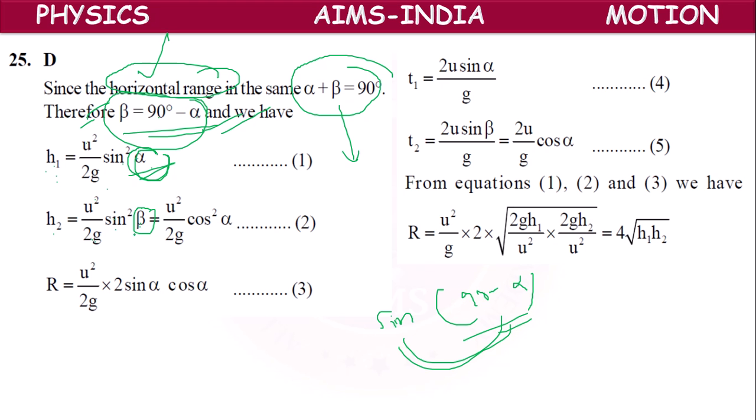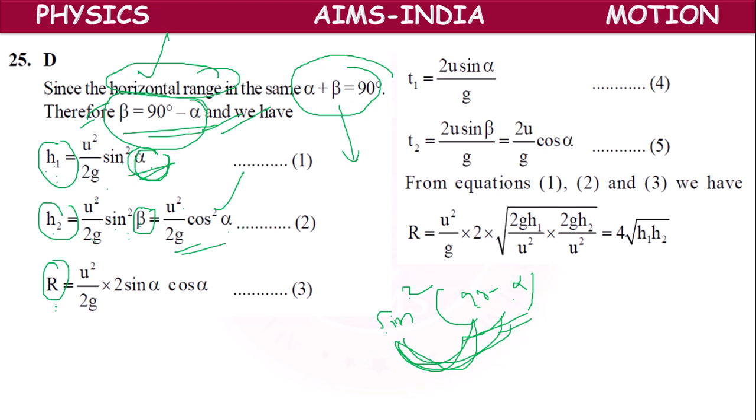So sin square beta is there. If we keep 90 minus alpha in the place of beta, then it will become sin square of 90 minus alpha. Sin square 90 means it will become cos square, and minus alpha will become plus alpha. So cos square alpha. U square cos square alpha by 2g. So these are the values of H1 and H2. Next, the R value.